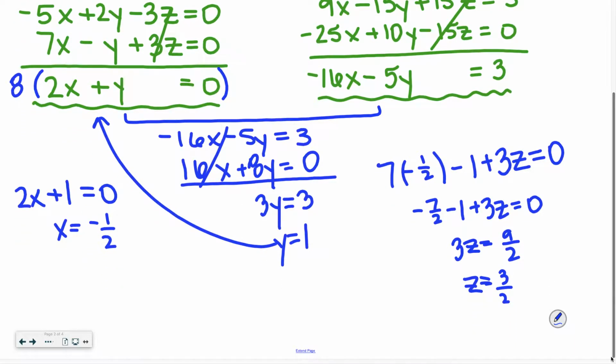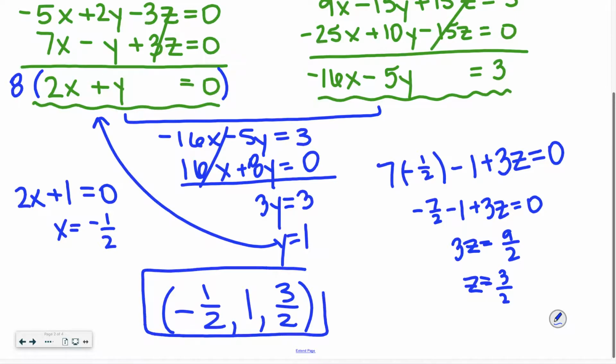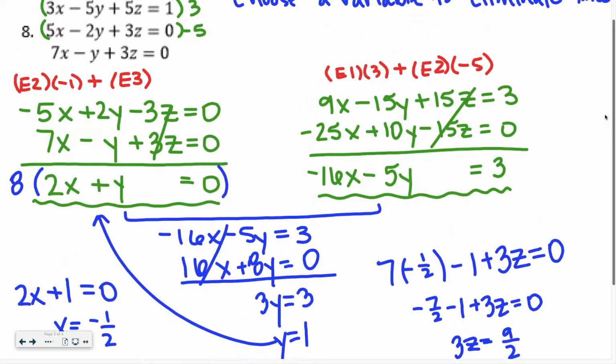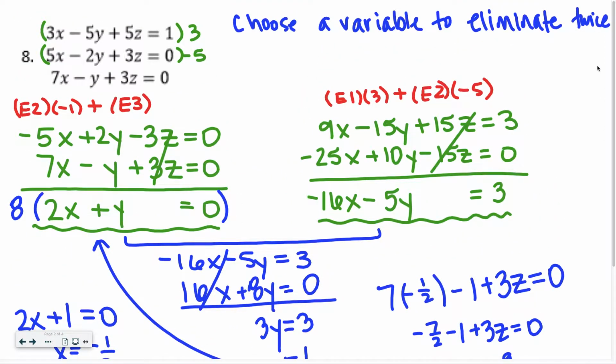So what we have: x is negative 1/2, y is 1, z is 3/2. I do want an ordered triple, that's what it's called, for the coordinate in which these intersect. Just like before, we can check our answer. We can plug negative 1/2, 1, 3/2 into each x, y, z for the three equations and make sure when we plug them in, the first one equals 1. The second one equals 0. The third one equals 0.